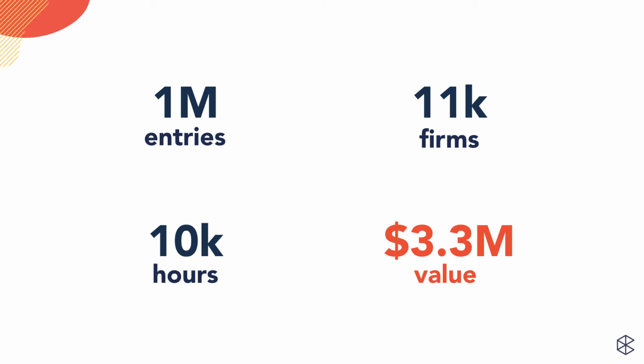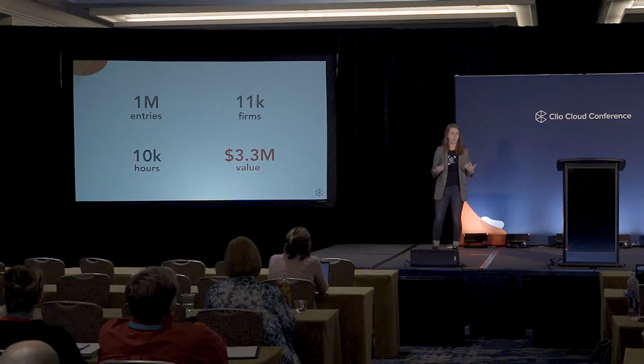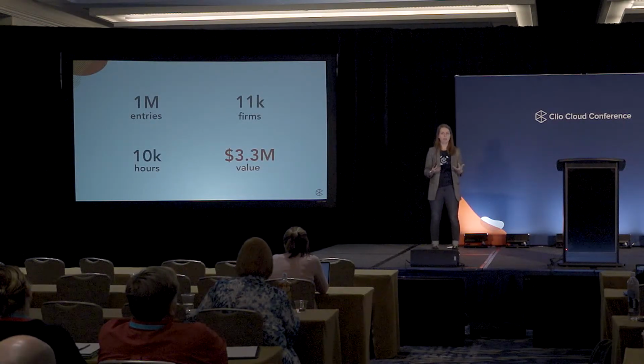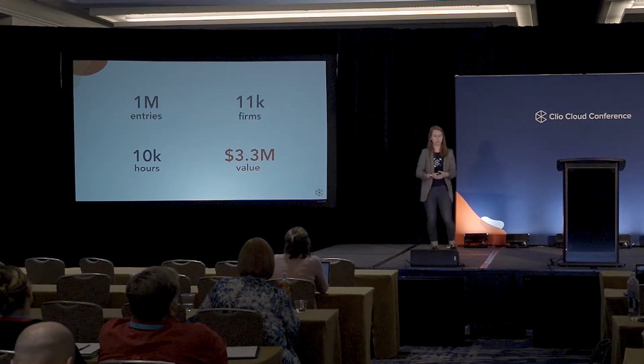Since non-billable time was released on August 6th, roughly 1 million non-billable entries have now been created in Clio across 11,000 firms, which is fantastic. And if we look at billable hourly matters specifically, where prior it was difficult to get an accurate utilization rate, there's now been roughly 10,000 hours that have been accounted for, and it roughly equals $3.3 million worth of time that's now being tracked. This was time that was previously lost, money that was previously untracked and uncaptured, and now we're giving you the ability to capture that and have those more accurate utilization rates.